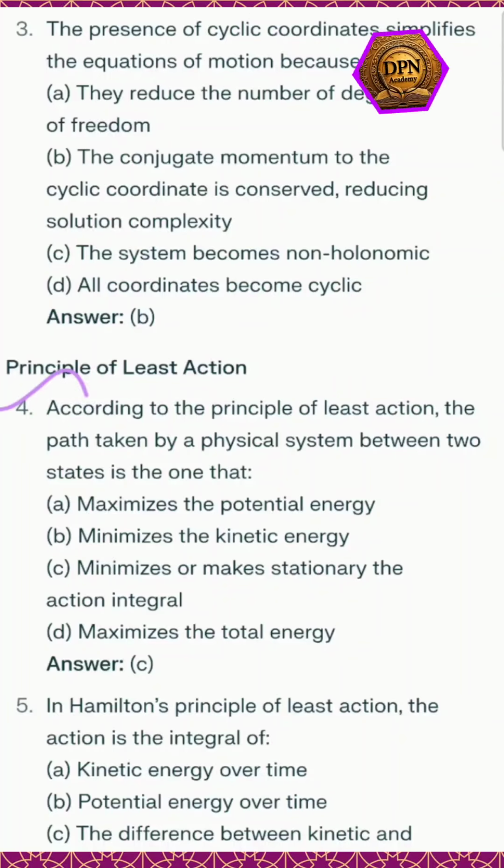Question number 4, from the principle of least action. According to the principle of least action, the path taken by a physical system between two states is one that, the correct option is C, minimizes or makes stationary the action integral. That is the integral from T1 to T2 of L dt. So these are all the most important.